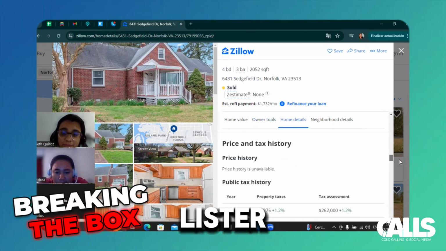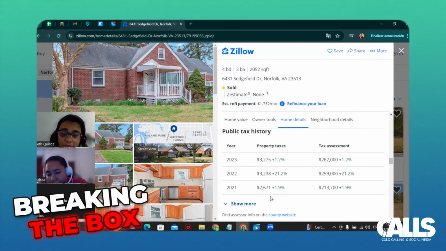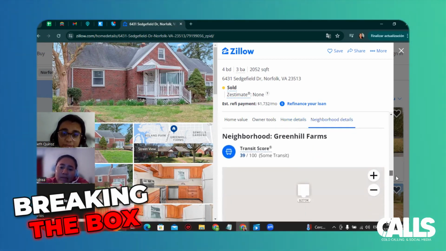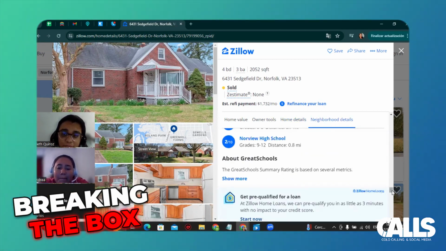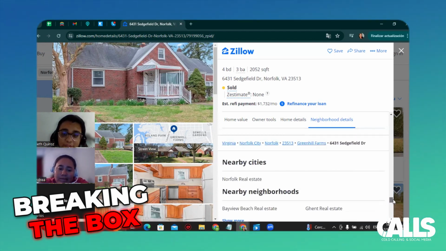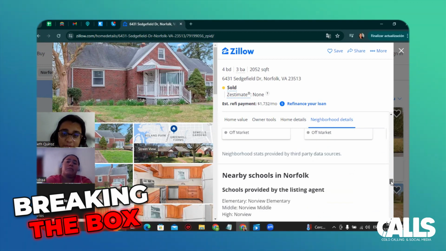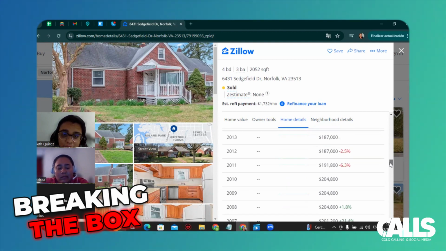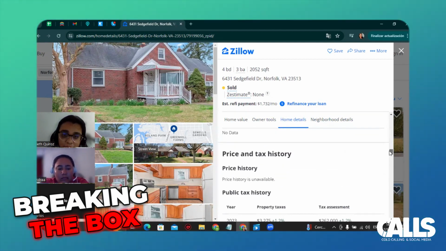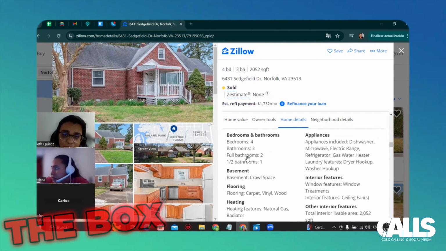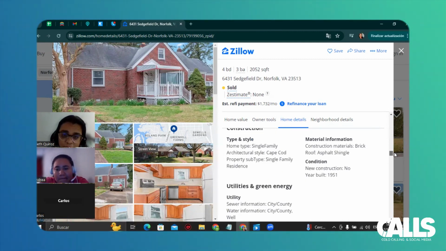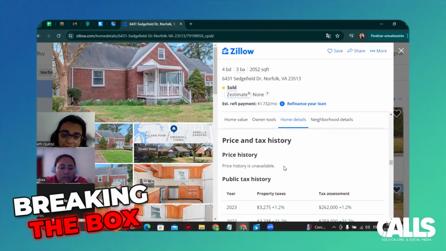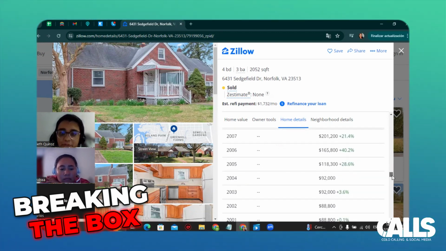It was listed. Okay. Show more. This is the taxes. I want to see the story, the sale story. Price and tax story. It doesn't show me on the tax story. So let's go down.